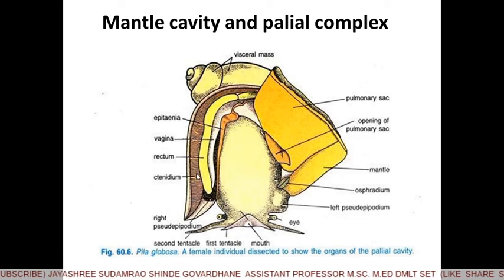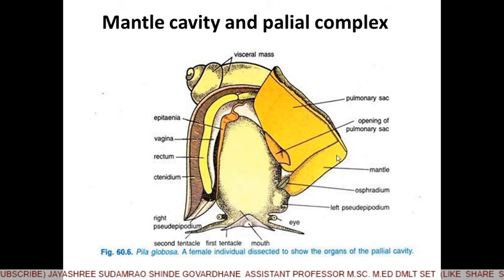A gill or ctenidium. See here, ctenidium. What is the function of the gill or ctenidium? For respiration. It is attached to the mantle on the extreme right side of the branchial chamber. The pulmonary sac, see this yellow colored, you can see here. The pulmonary sac or lung is a large bag hanging from the roof of the pulmonary chamber and opening into it by a big pulmonary aperture.